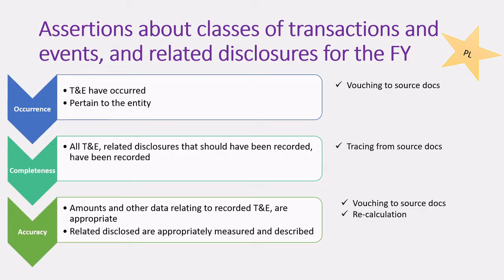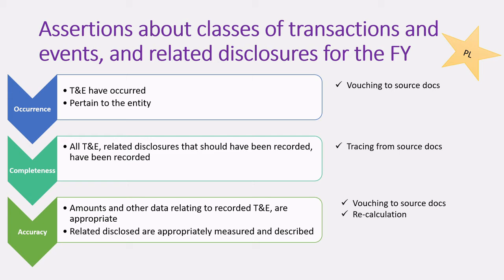First, we will see the assertions about classes of transactions and events and related disclosures for the financial year. In simple words, these are the assertions that relate to P&L. I'll be referring to the statement of profit or loss and other comprehensive income as P&L because the current name is quite too long.